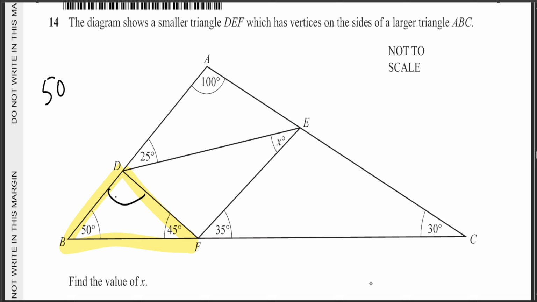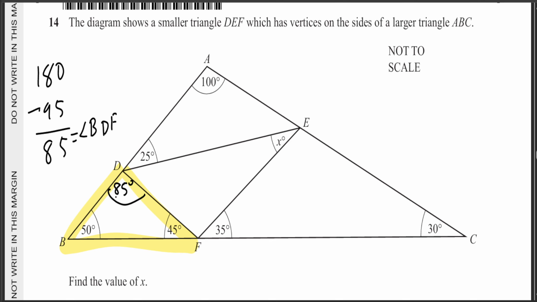If you take 50 plus 45, you're going to get 95. And then obviously, once you get 95, you take 180 minus 95. It's going to give you, is it 95? No, it's going to give you 85. 180 minus 95 is 85. Alhamdulillah. So this is angle BDF. So this is just 85.